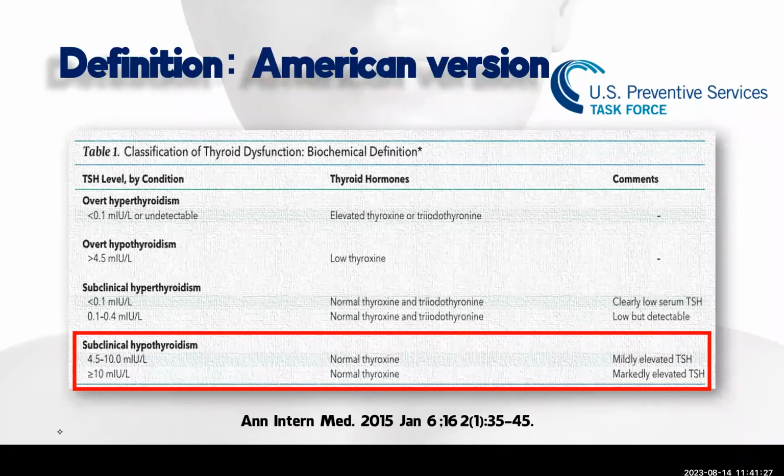And subclinical hypothyroidism is further subclassified into 2 degrees. If the TSH is high but less than 10, this is called mild subclinical hypothyroidism. And if the TSH is high but reached 10 or more, this is called severe subclinical hypothyroidism. So we either have overt or subclinical hypothyroidism, and subclinical hypothyroidism is further subdivided into mild or severe subclinical hypothyroidism.